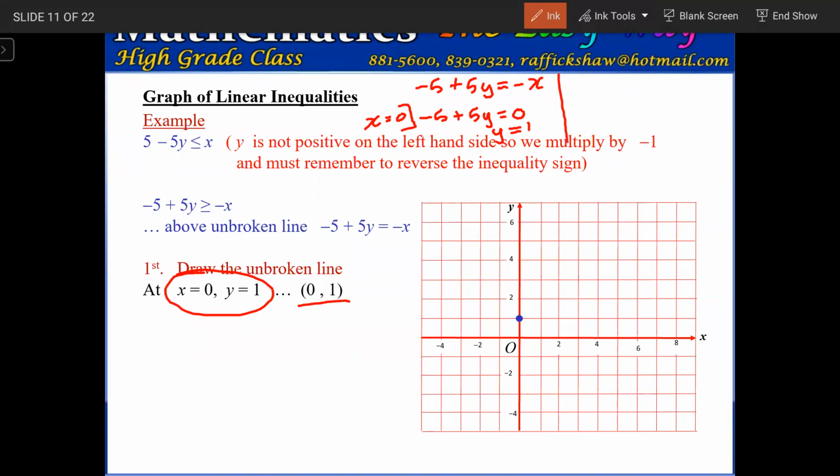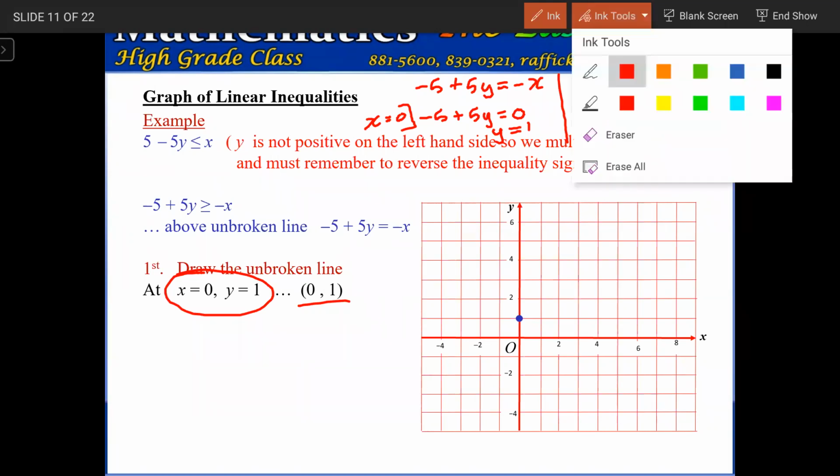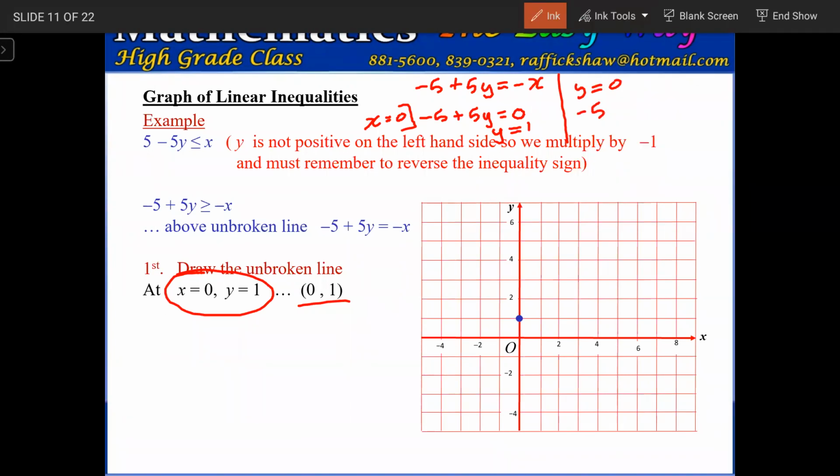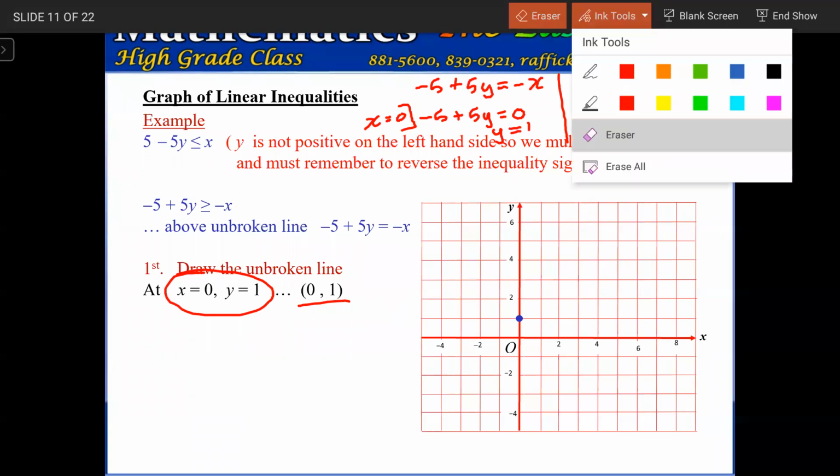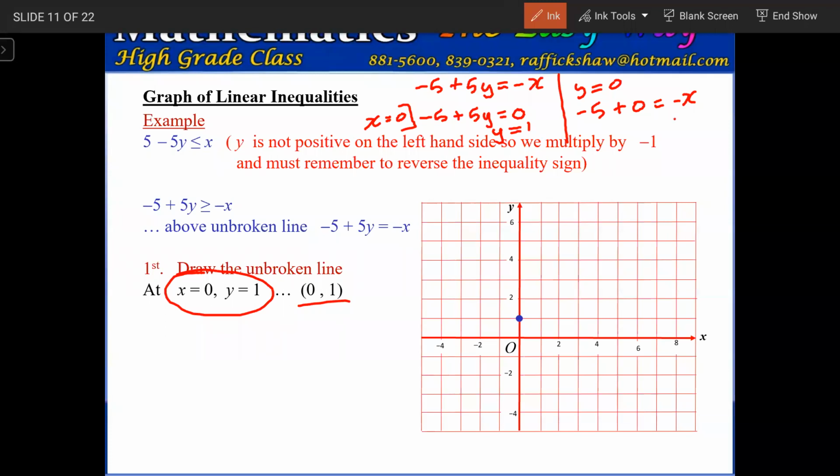The next one, we're going to give it a y value of 0 now. So with the same equation, if y equals 0, I'm putting it in the equation, I'm going to get negative 5 plus 0 equals negative x. Let's go again. If we put y equals 0 right there, get me? And in this case, you see that x equals 5. So if you multiply 2 by minus 1, you see that x equals 5.